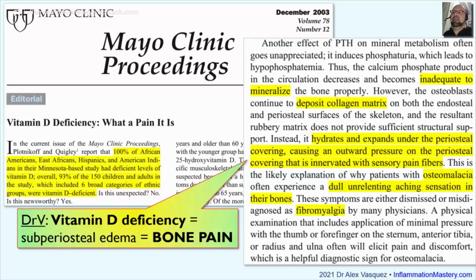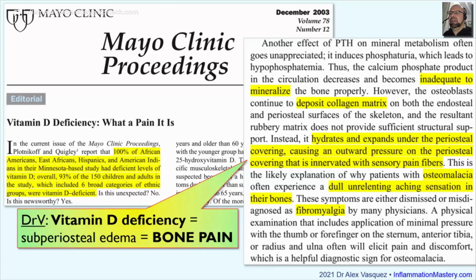Without calcium phosphate, bones cannot mineralize, and when they can't mineralize, those osteoblasts continue to lay down collagen, which is hydrophilic and swells and puts pressure on the sensory innervated periosteum. That's exactly what causes dull, unrelenting pain in these patients who have moderate or severe vitamin D deficiency.